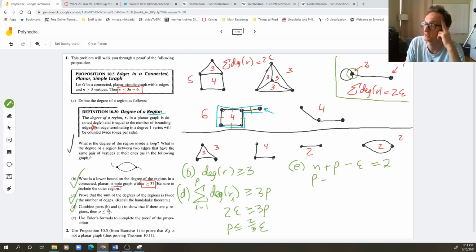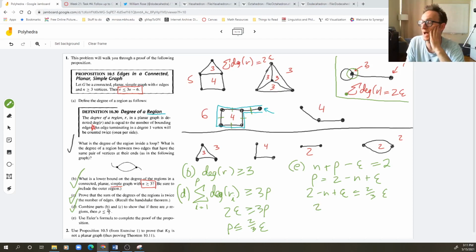Rho is 2 minus n plus epsilon. But also rho is less than or equal to 2/3 epsilon. So therefore 2 minus n plus epsilon is less than or equal to 2/3 epsilon. And now I just do some math. So what do we get?